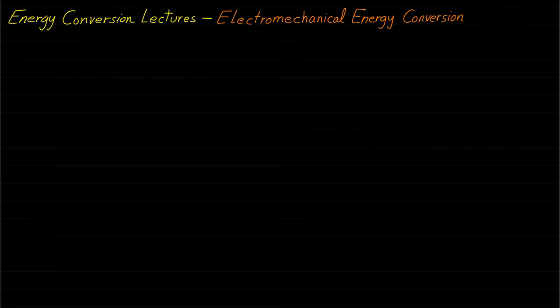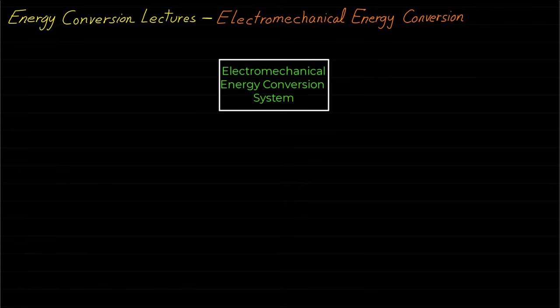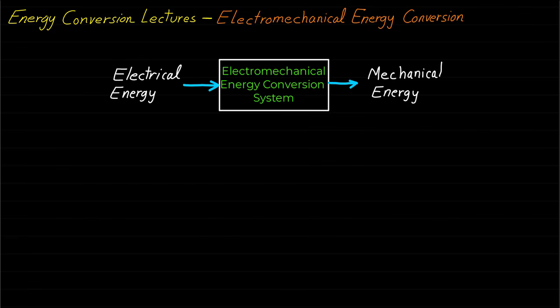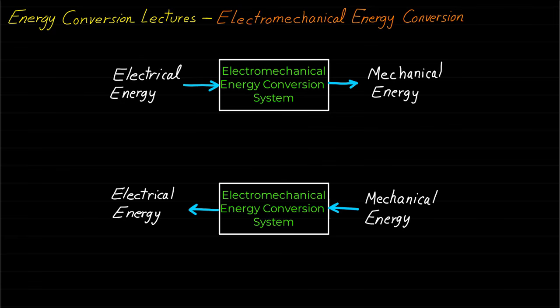In general, electromechanical energy conversion systems are used to convert electrical energy input into mechanical energy output, and vice versa. If the conversion of energy is from electrical energy to mechanical energy, we call it motoring operation. If the conversion is from mechanical energy to electrical energy, we call it generation operation.